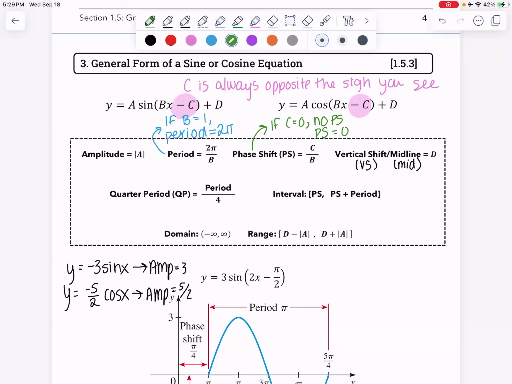Vertical shift slash midline is D, so this number out on the outside here. If it's positive, it goes up. If it's negative, it goes down. The vertical shift and the midline are the same idea. It's just whatever the D value is. If there is no D value, if D is 0, then the midline is just at the x-axis. The midline is y equals 0.